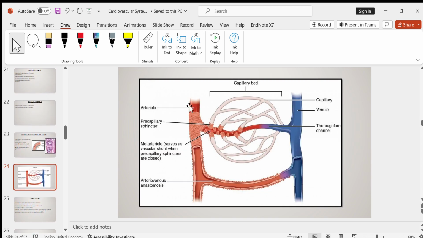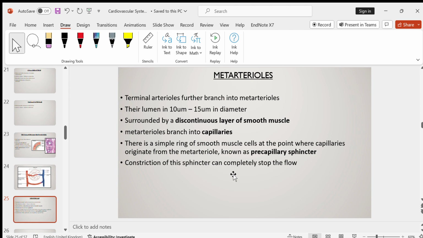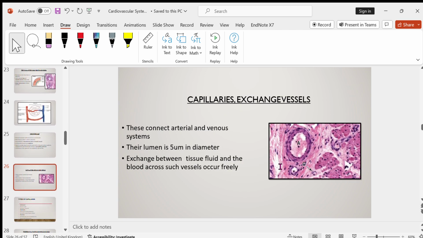In this picture, we can see this is the arteriole and this is the venule. In between is the arteriovenous channel, which is surrounded by the capillary bed. Metarterioles are the ones where terminal arterioles further branch and form the metarterioles. They have a layer of smooth muscle, but that is discontinuous. And a specific important characteristic of metarterioles is that they have a precapillary sphincter, which allows the blood to flow in one direction.